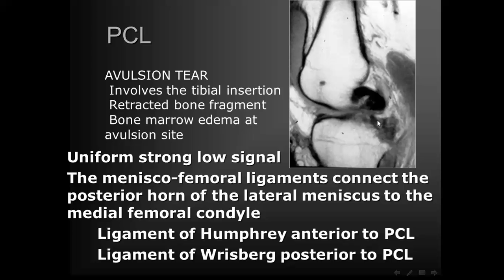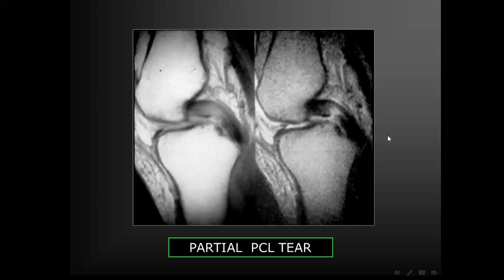This is the famous or commonest appearance of the PCL torn in fractures, of course associated with bone edema at the site of the avulsion. Partial PCL tear, here it is, edema of the ligament, partial interruption of the ligament.